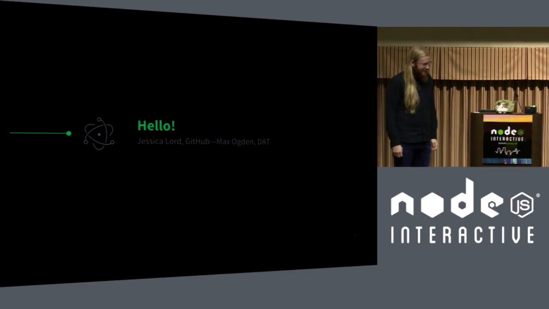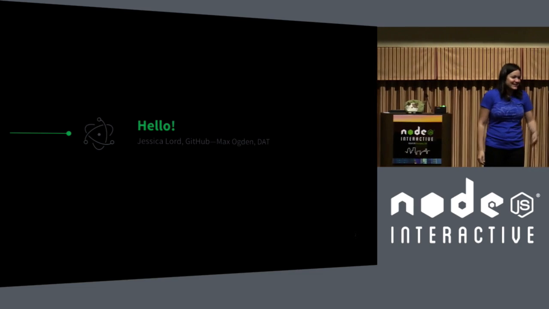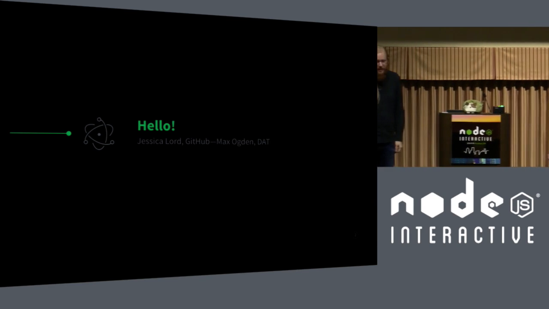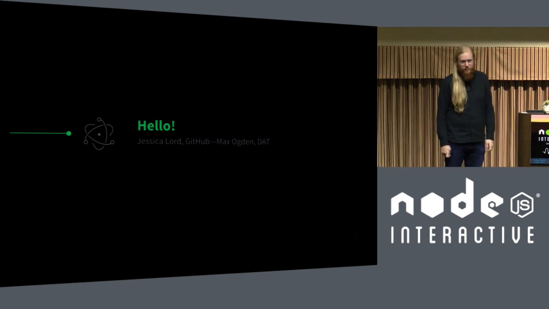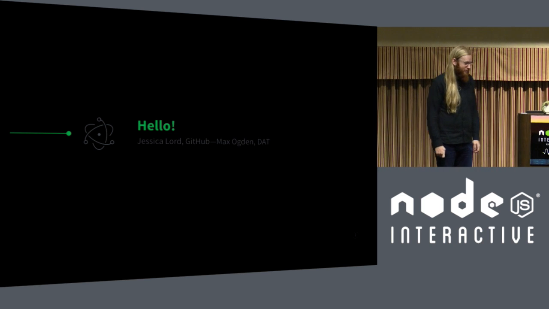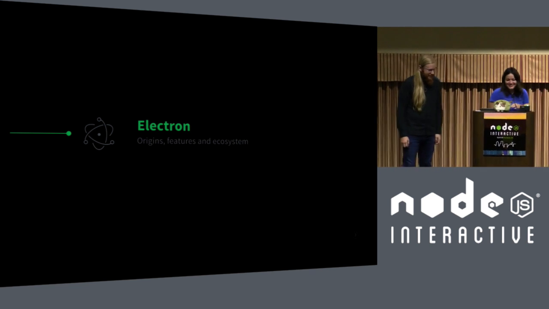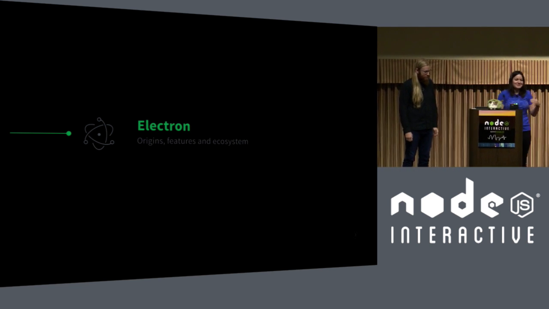Okay. So hello, I'm Jessica Lord. I'm a developer on the Electron team at GitHub. And my name is Max Ogden, and I'm an Electron user and third-party module author for Electron. So we're going to talk about Electron, its origin, some of its features, and then the ecosystem that's been building up around it.